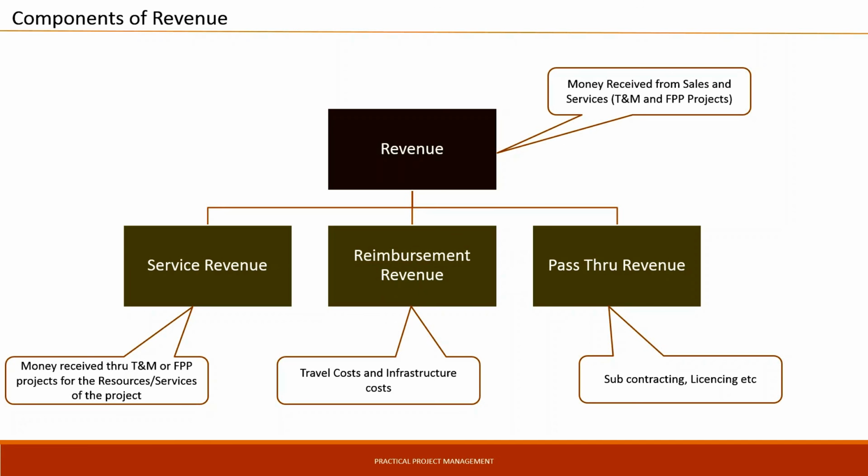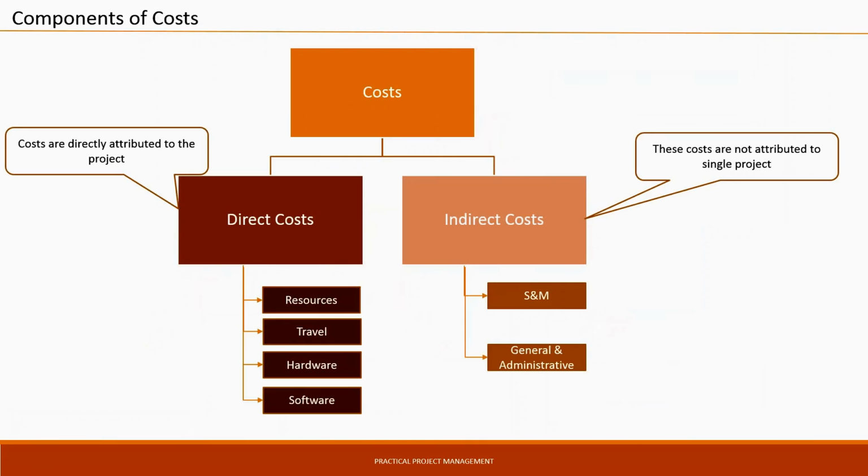So these are the different ways in which you can receive money for your project or your business or your company for that sake. So revenue can come from a service, or it can be a reimbursement of the services or the infrastructure or travel cost that you have made use of for the project, or sometimes the pass-through revenue.